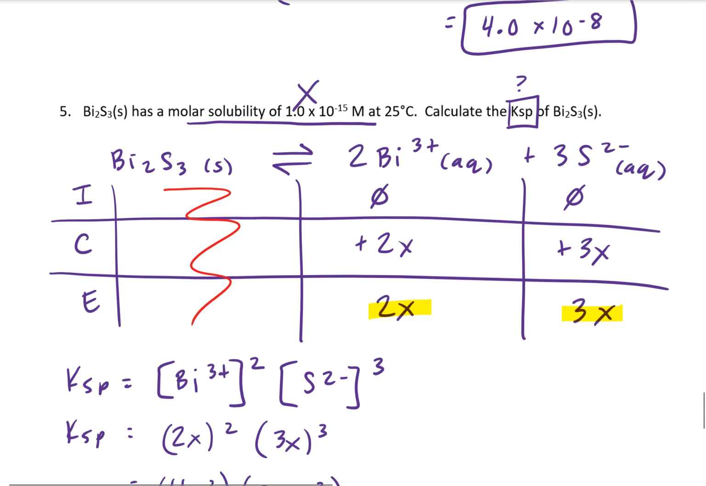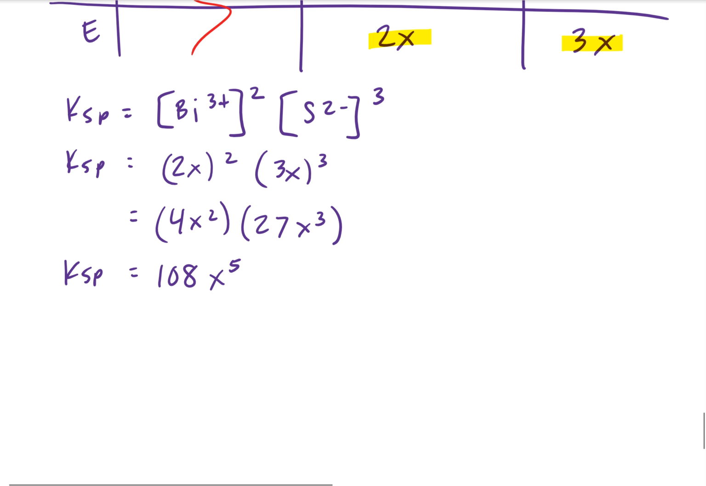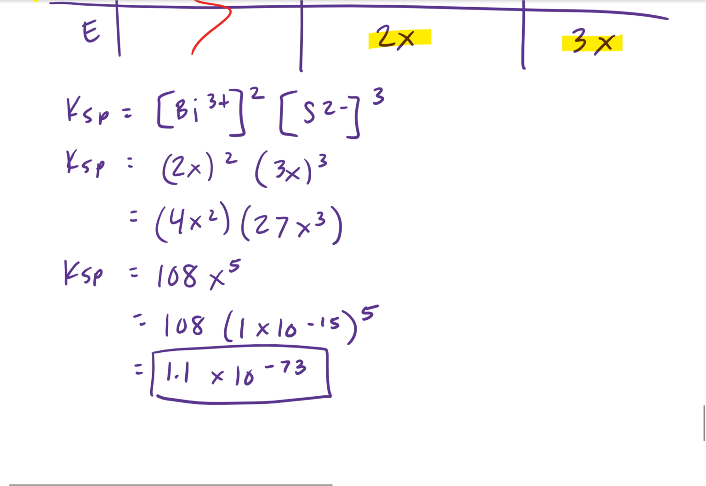And they gave us X, which is molar solubility. So you're going to plug in 1.0 times 10 to the negative 15 for X, to the 5th power. So you solve for Ksp and you get 1.1 times 10 to the negative 73rd power. That is the Ksp value of bismuth sulfide.